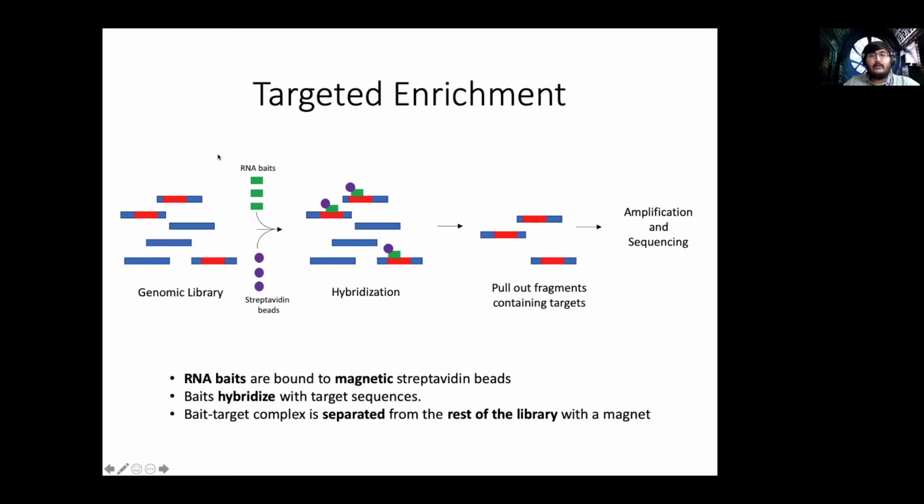So here's an overview of target enrichment. Looking at this first step, we see our genomic library. This is sort of like our pond with our fish, and the red indicates our target sequences that we want to capture. In order to do that, we have a fishing rod with our baits. We have RNA baits and these streptavidin beads. The RNA baits will bind or hook to the target genes, and then we can use a magnet to reel in our targets of interest. And then we can amplify and sequence those for phylogenomic studies.